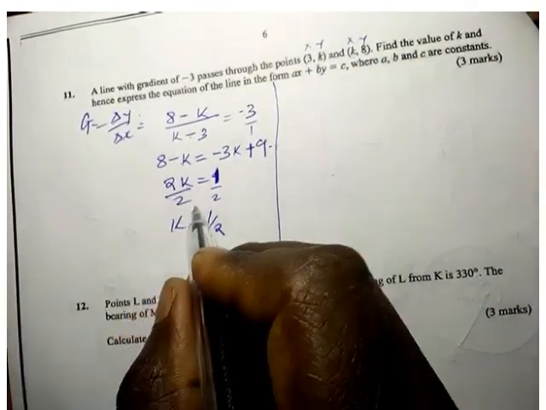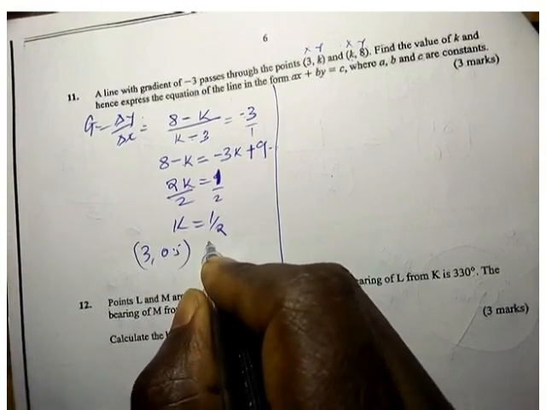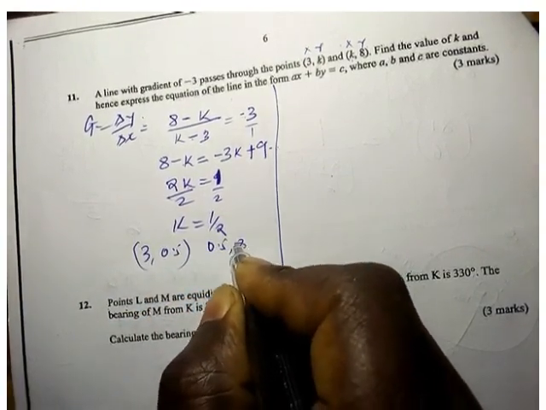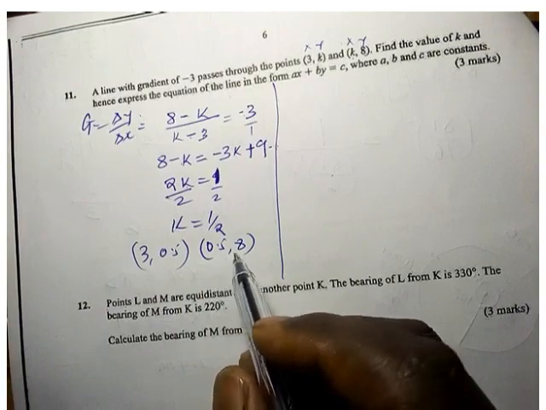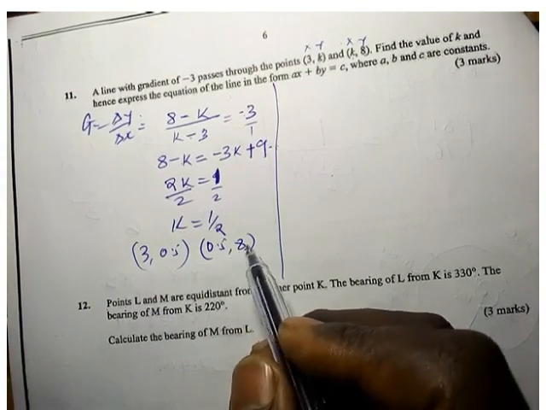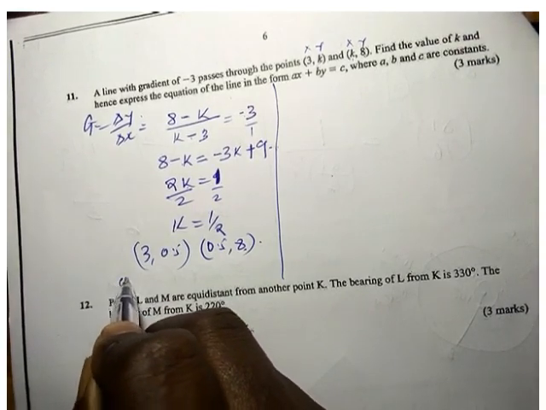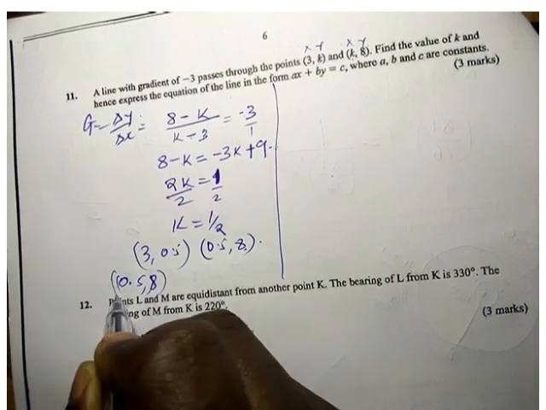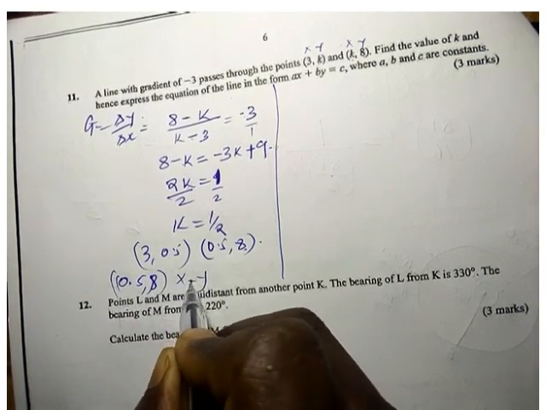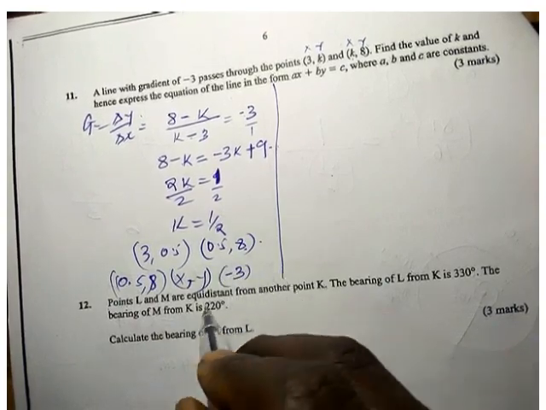So that means now our points will be (3, 0.5) and (0.5, 8), where this k you substitute. Now take 1 point. Let me take this one with the gradient so that we get the equation of the line. So I will take (0.5, 8), and then (x, y), and the gradient is equal to negative 3. So that now I have the equation.